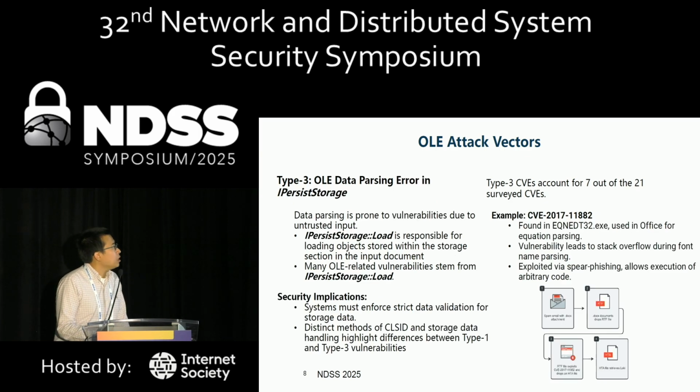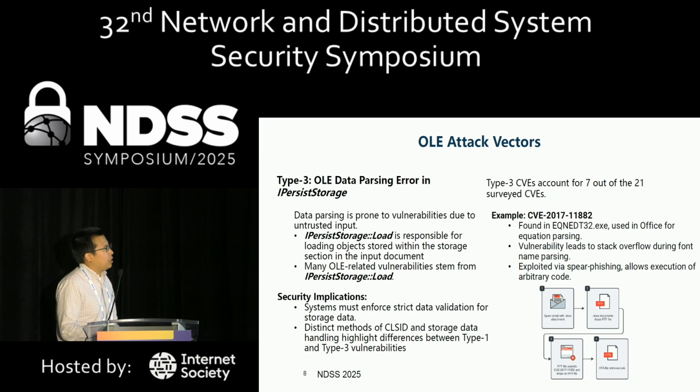The third type is the OLE data parsing errors in invoking the interface IPersistStorage. Essentially, the API Load is responsible for loading the object stored within the storage sections. Many related vulnerabilities stem from invoking these APIs. The problem is that you are relying on some kind of checking to see whether the object that you load through this API is the one that you intended to use. But essentially, this is just not properly done, right?